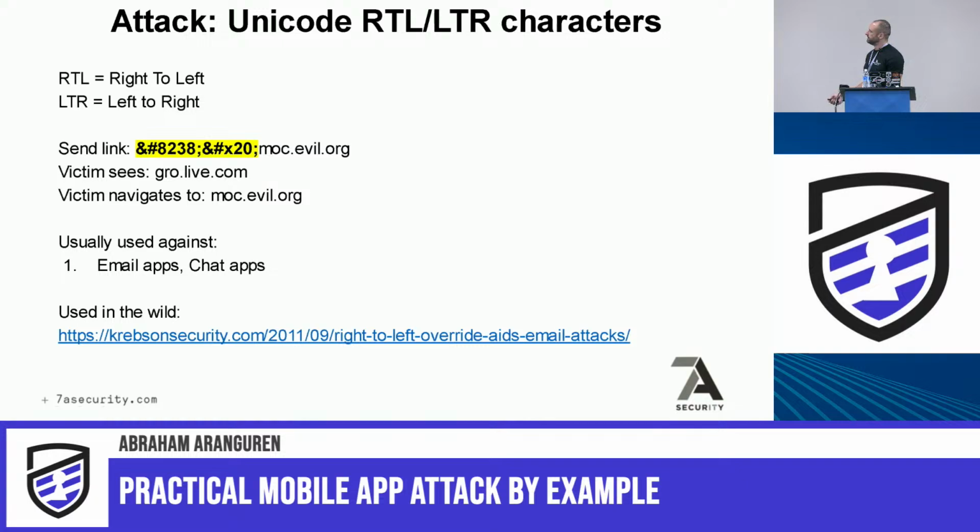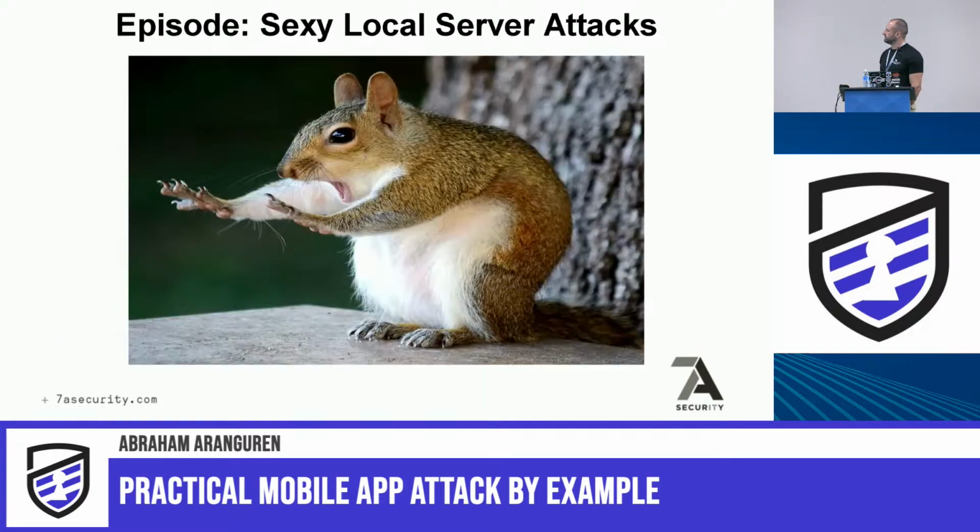So for example, you can use these Unicode left to right and right to left characters, so you could send a link like mock.evil.org, and then the victim sees grow.live.com, but then when they click on it, they really go to mock.evil.org, just because you are messing with these characters, right? So this can be useful in email apps or chat applications, right? So any application that is going to show the user input of user A to user B, right? So whenever you have this type of flow, this type of attack could be interesting.